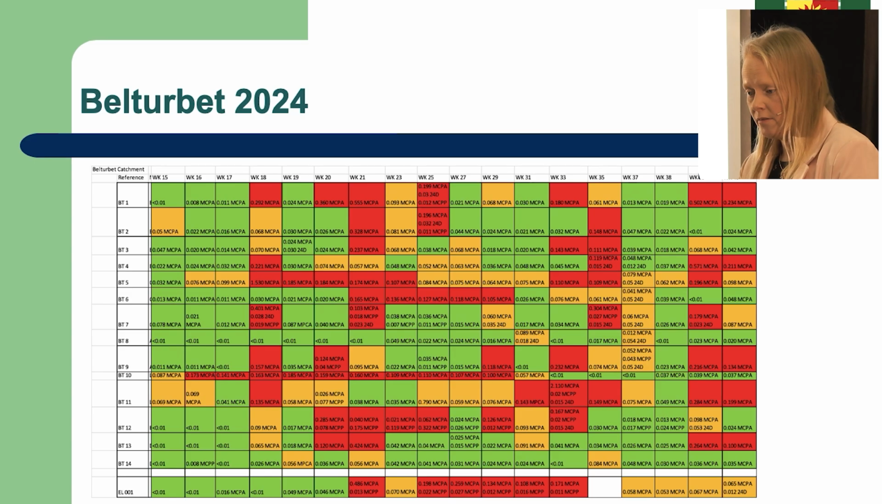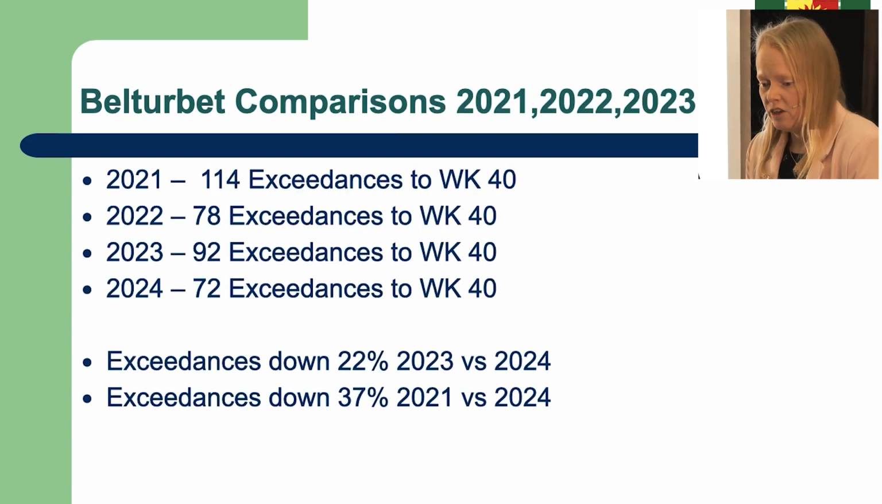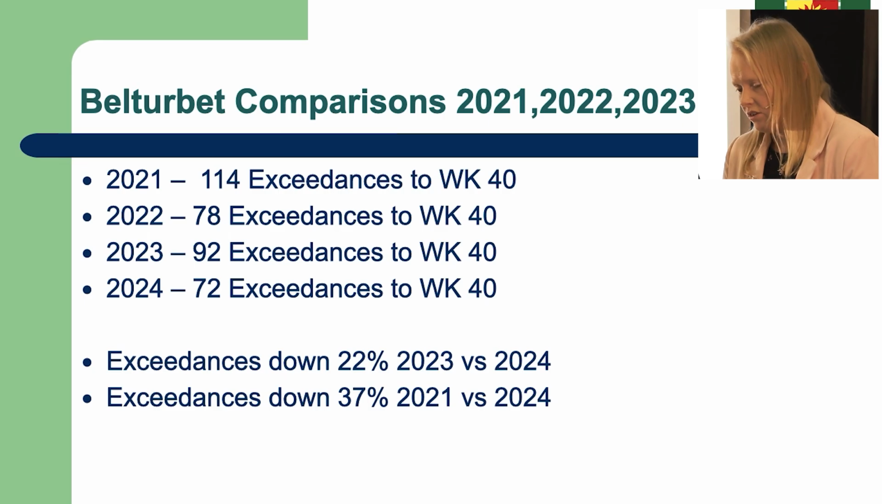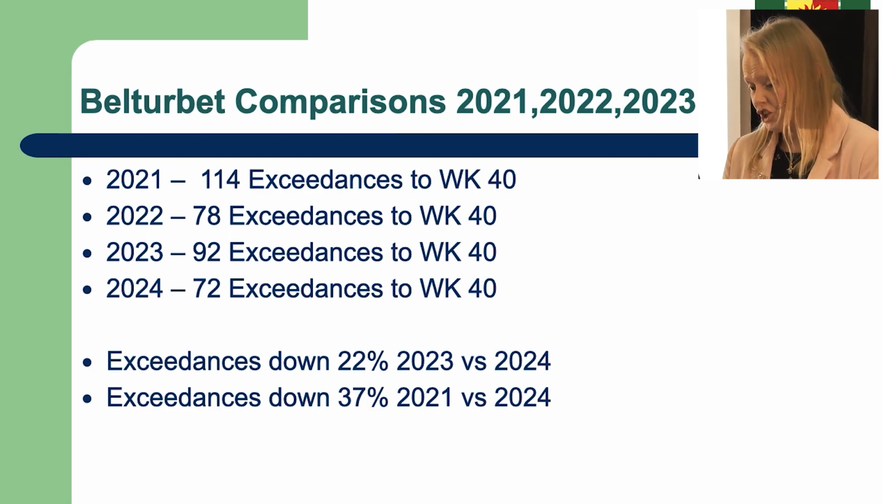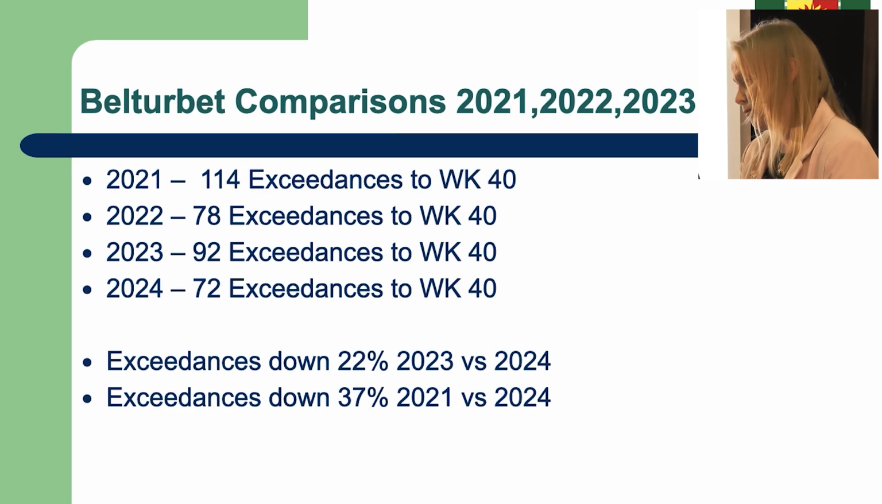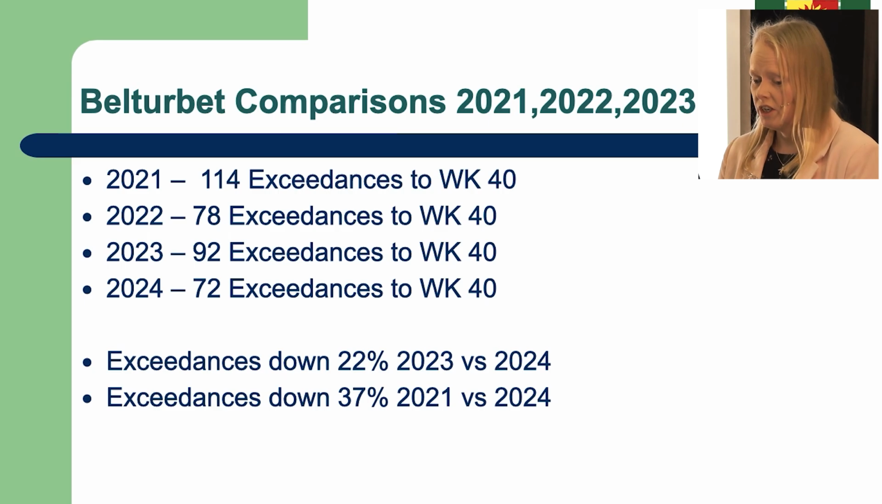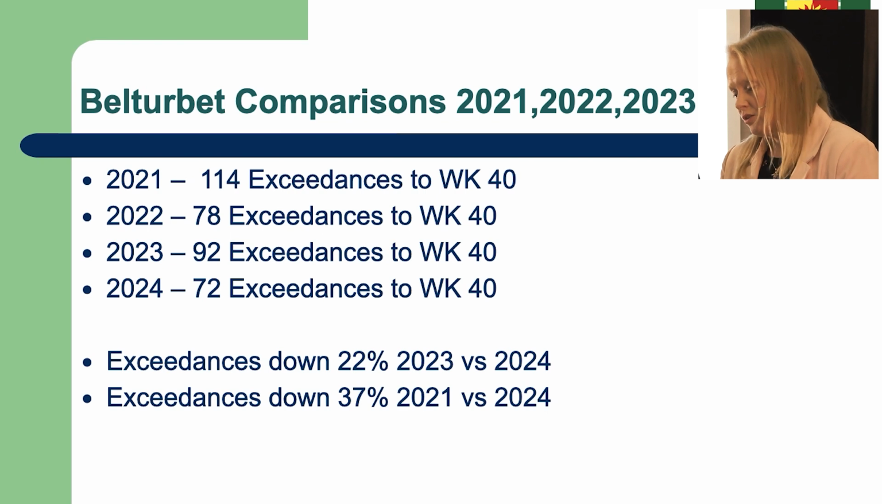To look at the figures behind the catchment, from 2021 to 2024, you could say overall there is a decrease in the number of exceedances. It went from 114 down to 72. So that's a 37% decrease. Albeit there was an increase during 2023, but this was then reduced again in 2024. So there's a decrease between 23 and 24. So there is good work being done, but there's still more to do.